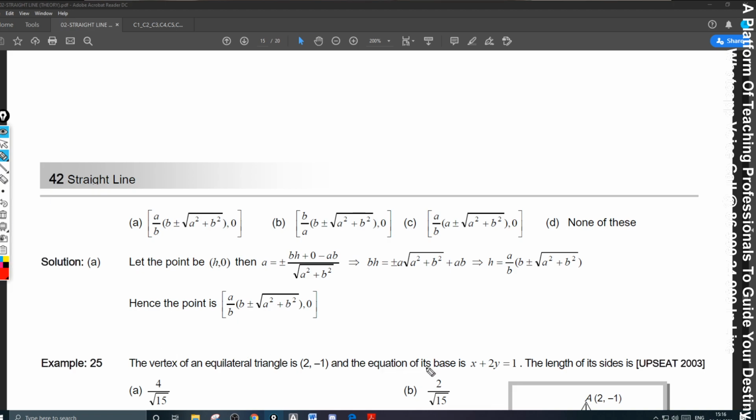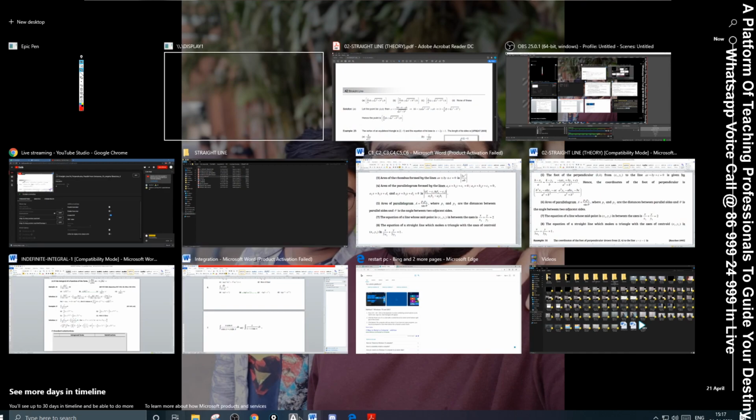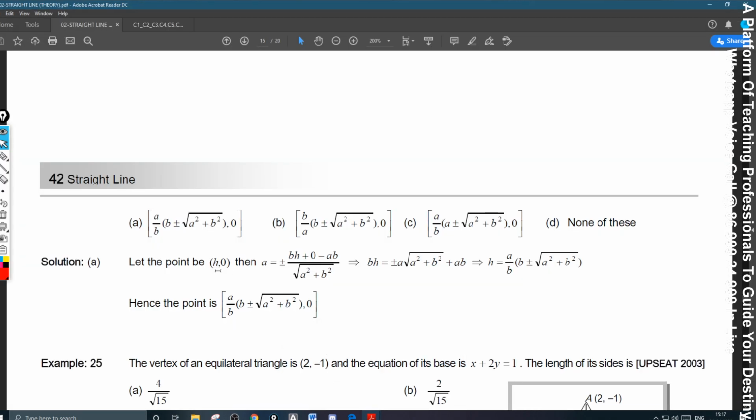A vertex of an equilateral triangle is 2, minus 1 and the equation of the base is x plus 2y is equal to 1. The length of its side is. Let me write the data first, and after that we will work it out. What is one vertex of the equilateral triangle? One of the vertices is given to be 2, minus 1.